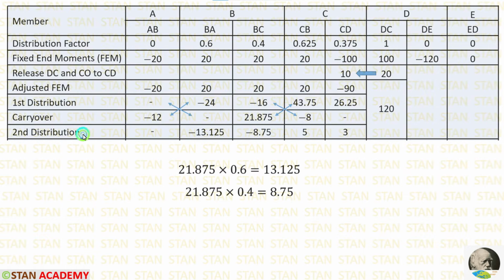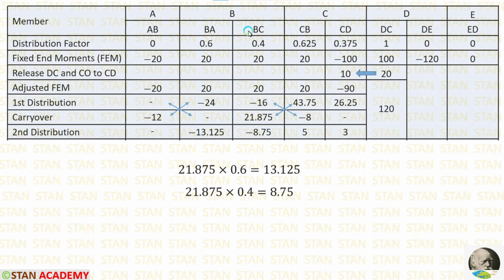Now let us do the second distribution. Now in the joint B, for BA there is no value, for BC there is value. So we can make the distribution very easily because we have only one value. Let us make the distribution for BA. For that we have to multiply this value with the distribution factor at BA. When we do that, we are getting a positive value. So we are entering inside the table as negative.